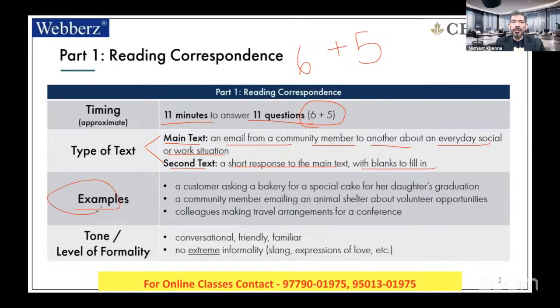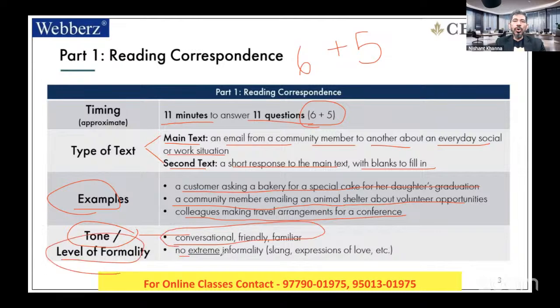Now the examples. A customer asking a bakery for a special cake for her daughter's graduation. A community member emailing an animal shelter about volunteer opportunities. Colleagues making travel arrangements for a conference. The tone is conversational, friendly, or familiar. The level of formality will be no extreme informality. For example, there won't be slang or expressions of love, etc. So this is a very simple part of CELPIP reading.